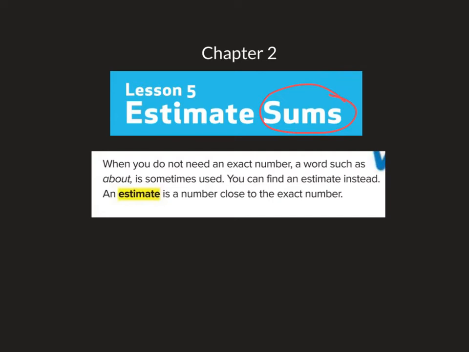When you do not need an exact number, a word such as "about" is sometimes used. That's huge, you guys. Whenever you see "about," you think, okay, I don't need exact numbers. You can find an estimate instead. An estimate is a number that is close to the exact number. Okay, so estimates are really handy.